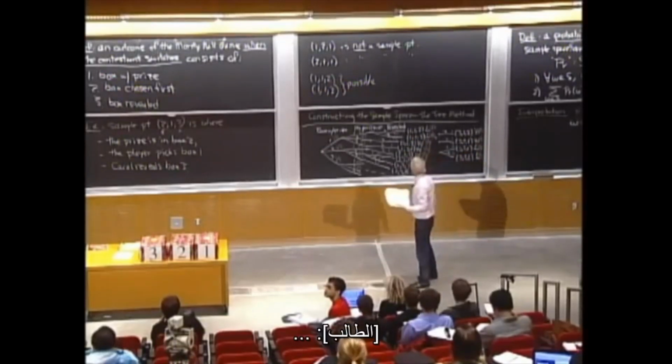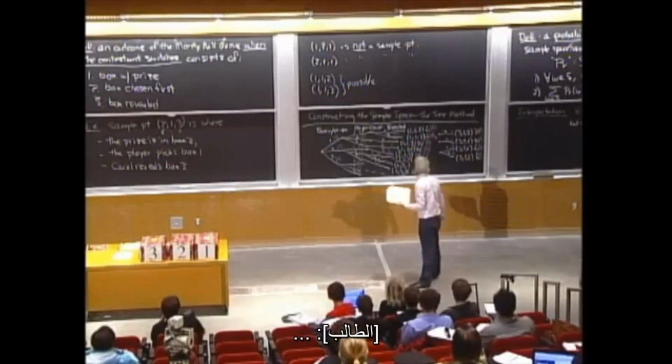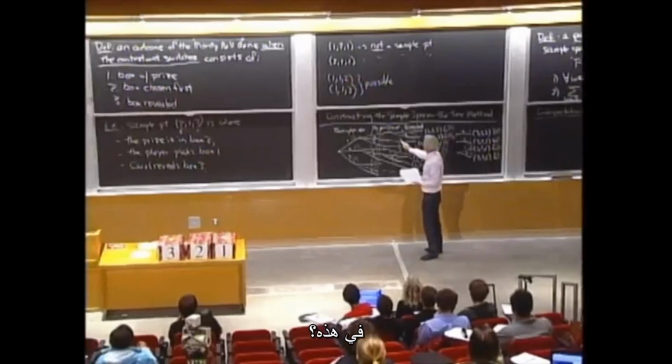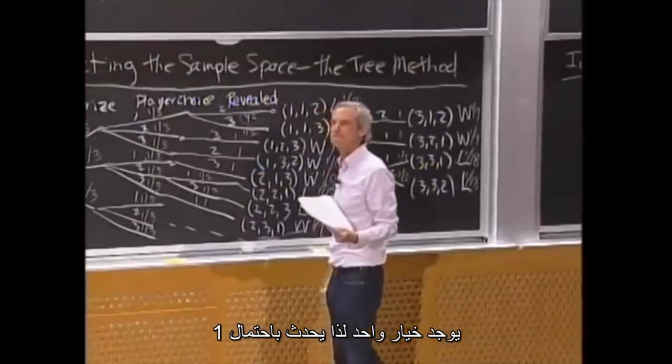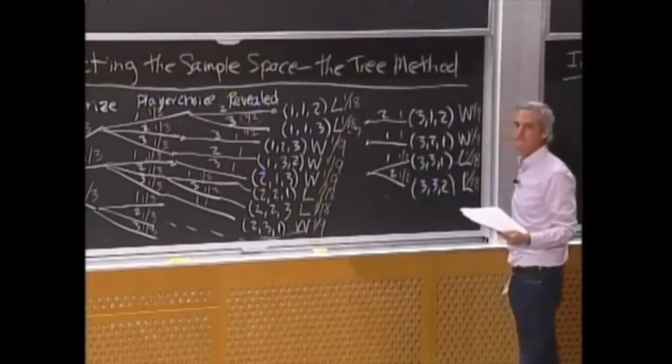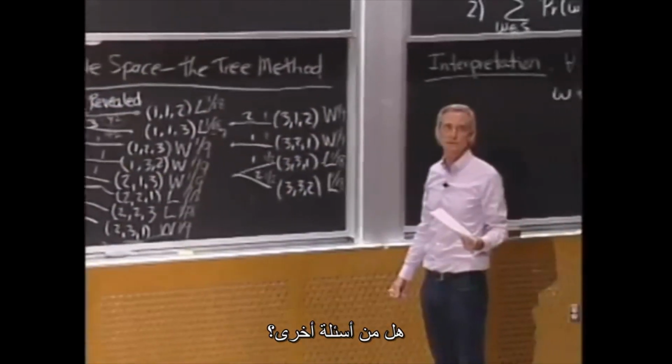Why did you put a 1 by the choice of the 3? On this one, there's only one choice. So it happens with probability 1. Yeah. Any other questions?